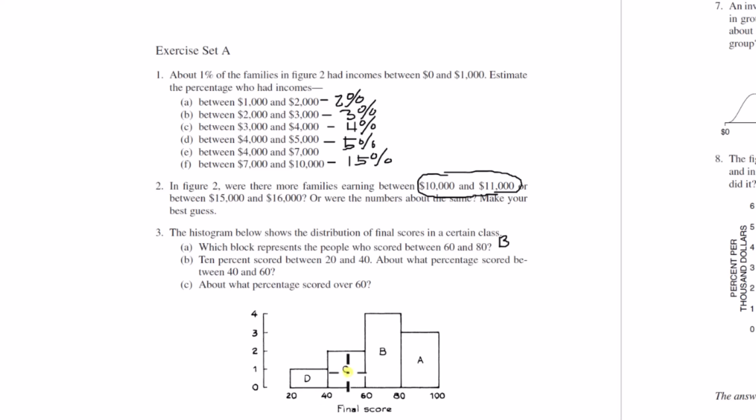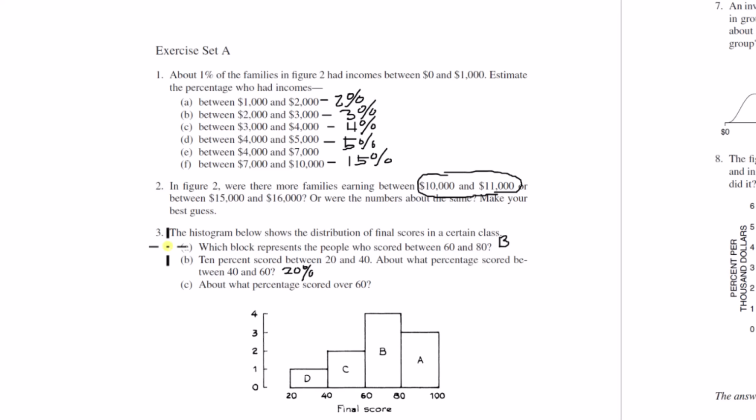So how much bigger is Block C than Block D? It's 40 divided by 20. It's twice as big. So if this represents 10%, then this is going to represent 20%. You see? Because the areas of the blocks are proportional to the percent of data points in that interval. So you can take the ratios of blocks to see how much more of a percentage of data points are in one block relative to another.